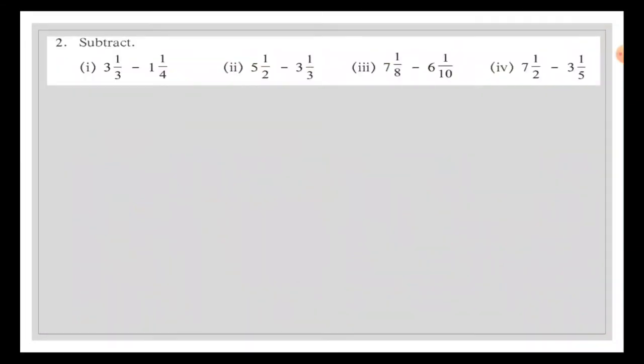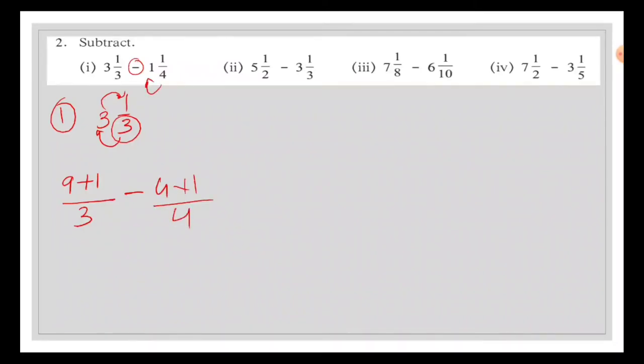Okay, next is our subtraction method. What you have to do in subtraction, just listen to me very carefully. Here the first sum we will be doing is 3 1 upon 3. So 3 3s are 9 plus 1. Now here it is subtraction, but here you have to add it only. Then divide it by 3 because the denominator is 3 over here. Which has the minus sign, because it is subtract. 4 ones are 4 plus 1 upon 4. So 9 plus 1 will be 10 upon 3 minus 4 plus 1 will be 5 upon 4.